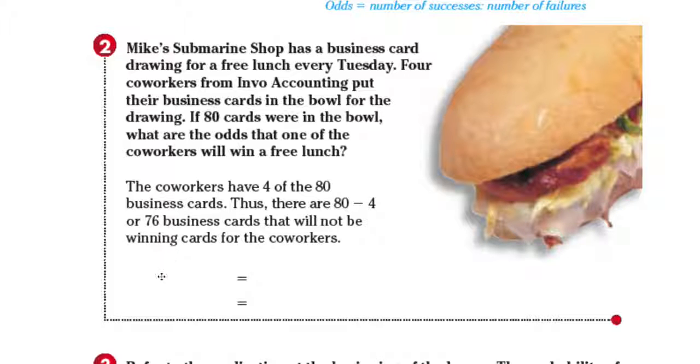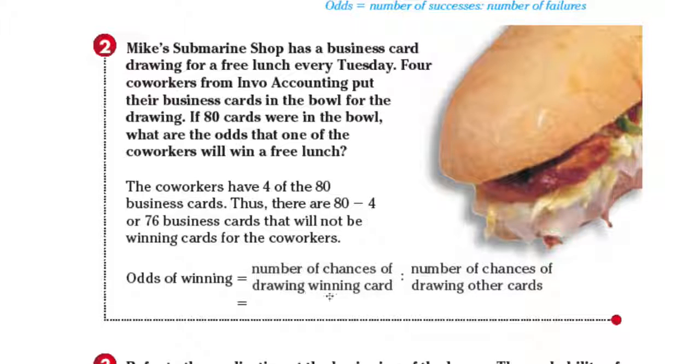So when you talk about the odds of winning, it will be equal to the number of chances of drawing a winning card to the number of chances of drawing other cards. So the odds of success to the odds of failure. Number of chances of drawing a winning card to the number of chances of drawing other cards. So in this case, you know that there are 4 chances of drawing a winning card, and there are 76 chances of drawing other cards. Therefore, the ratio is 1 to 19. Okay, the odds would be 1 to 19.